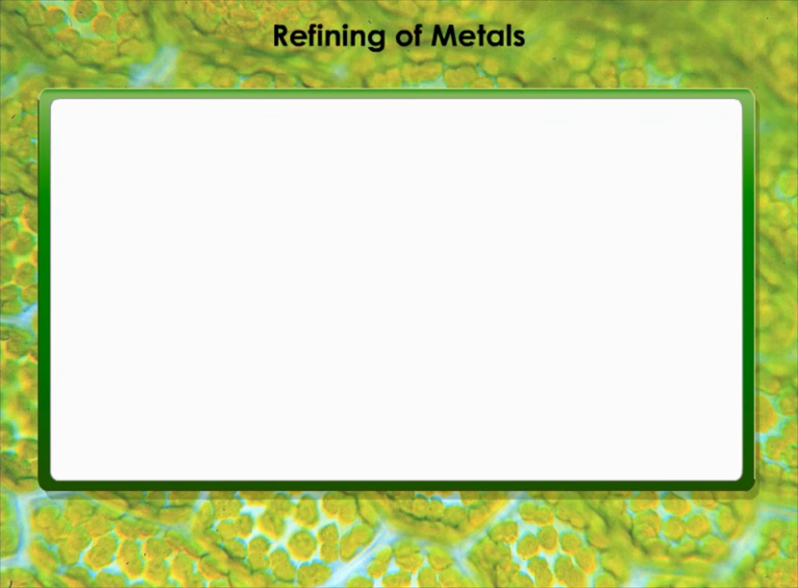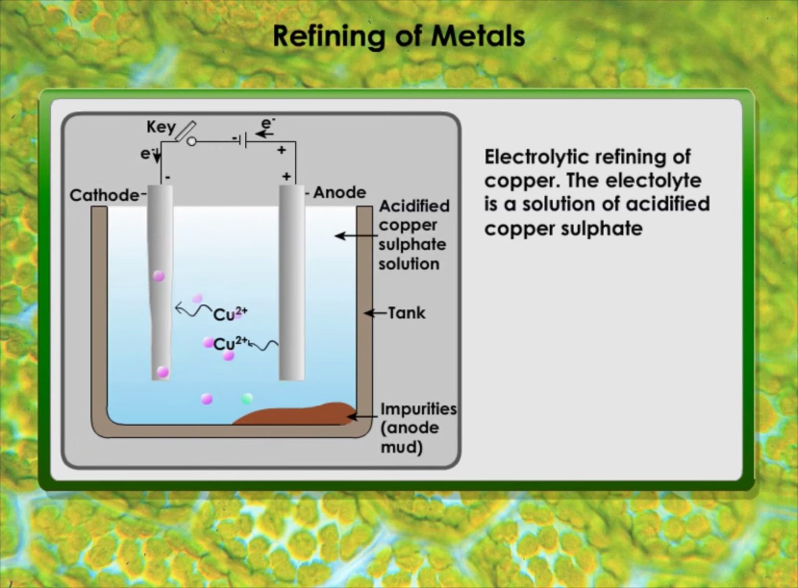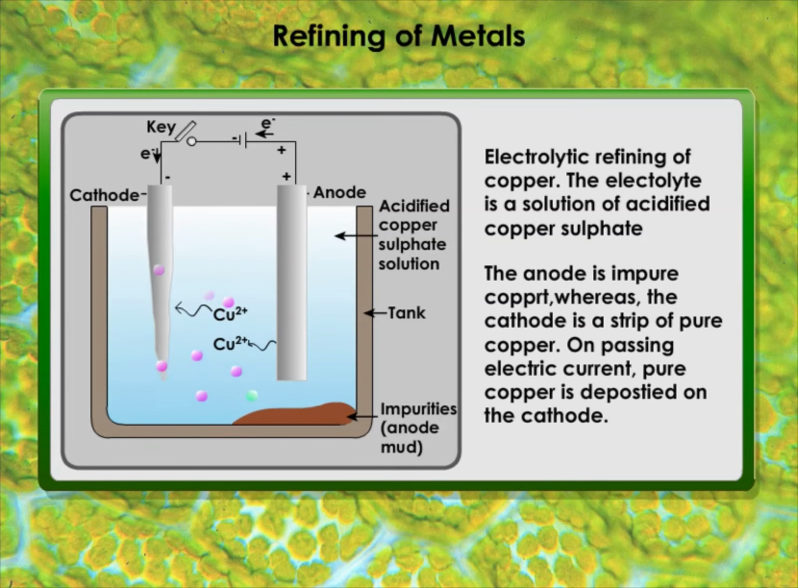Refining of metals. The metals produced by various reduction processes described above are not very pure. They contain impurities which must be removed to obtain pure metals. The most widely used method for refining impure metals is electrolytic refining. Many metals, such as copper, zinc, tin, nickel, silver, gold, etc., are refined electrolytically.